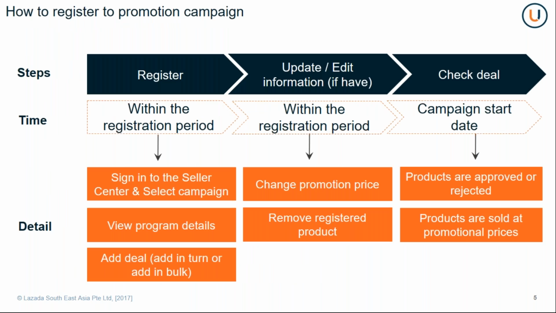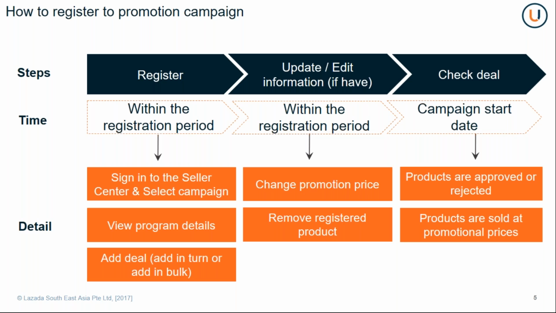So how will you be able to register for our campaign? Here on your screen, you'll be able to see a workflow in which you'll be able to join our campaigns using the promo tool. So the first step would be to register, in which you need to see the registration period of that campaign that you want to join. And for that campaign, you need to sign into your Seller Center and then select the campaign. Afterwards, view the program details and then add your deals. You can add one by one or in bulk.